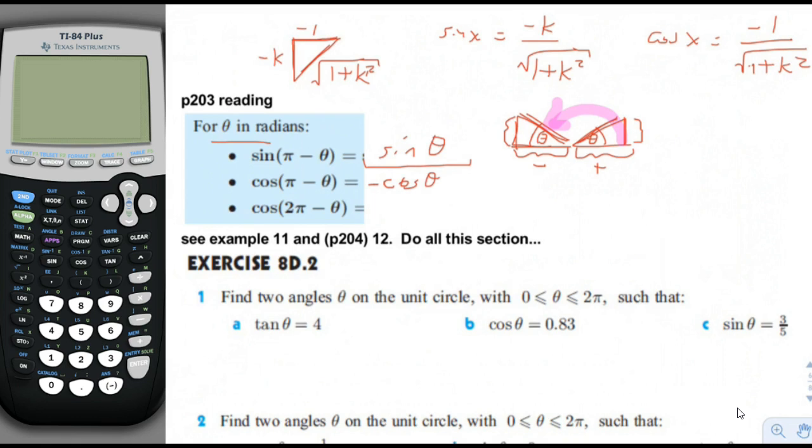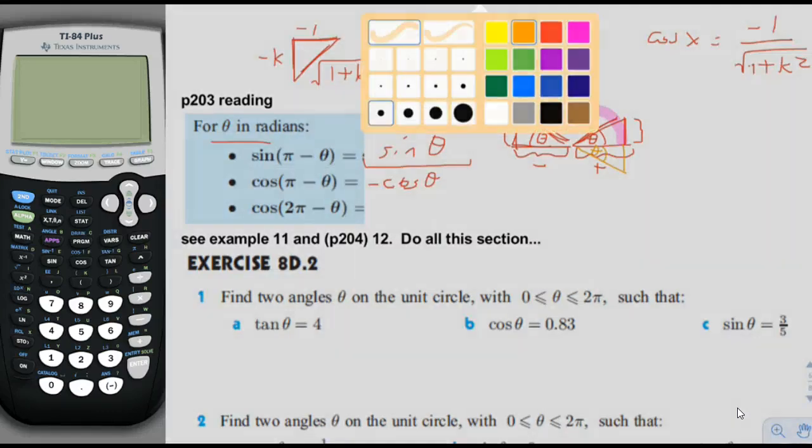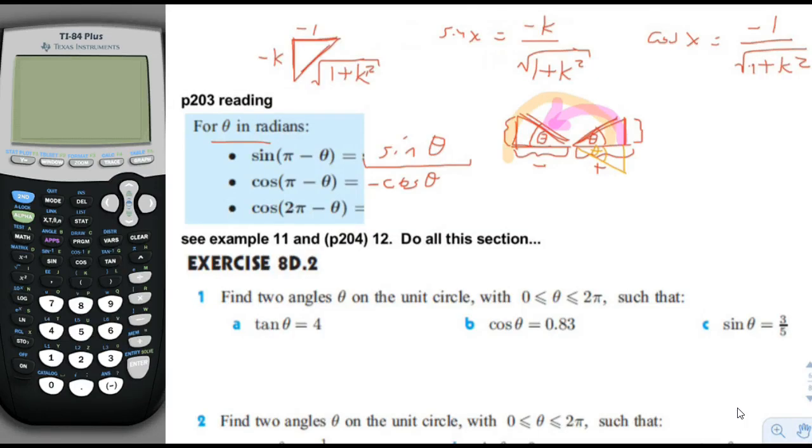Finally, cosine of 2 pi minus theta. 2 pi minus theta would be 360 degrees minus theta, which would be a triangle that is reflected about the x-axis. And so that would be this angle here, all the way around to here, okay? And what about this one? If we know the cosine of this first triangle, what would be the cosine of the other one?